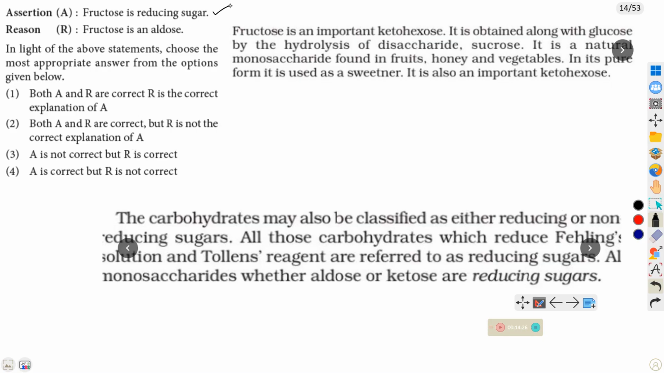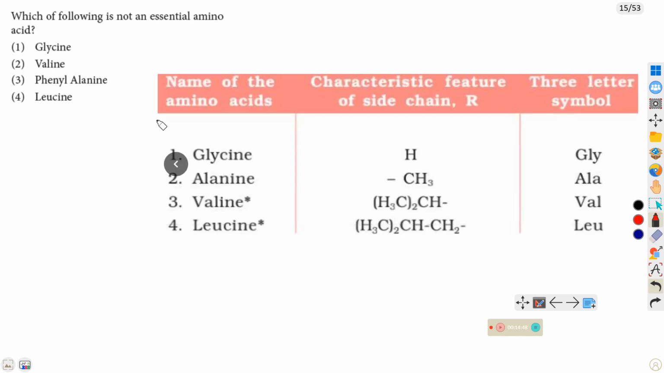Fructose is a reducing sugar. Correct. Reducing sugars: all monosaccharides, aldoses or ketoses, are reducing sugars. Fructose is an aldose. Wrong. Fructose is an important ketohexose. Assertion correct, reason not correct. Which of the following is not an essential amino acid? Glycine is not an essential amino acid. Remaining all are essential amino acids.